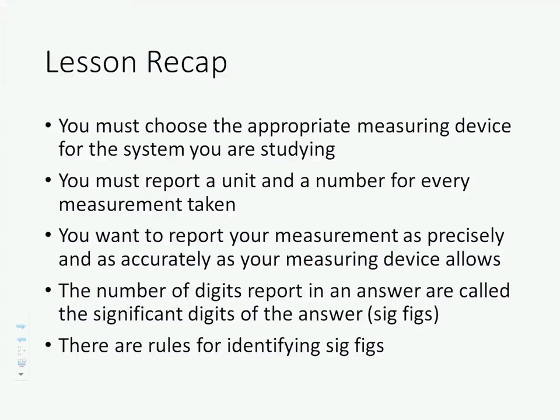You want to report your measurements as precisely and as accurately as your measuring device allows. No point in adding extra decimal points if you cannot add them. And if you left some off, then you need to take care of that and make sure you include all the ones that you should have added as well. The number of digits reported in an answer are called the significant digits of the answer, or SigFigs. Sometimes you'll hear me call it significant figures, sometimes significant digits. It's the same thing, okay? And then additionally, there are rules for identifying SigFigs. So you've got your non-zero integers, which are always significant, your numbers that come from a table, which are exact numbers, those are infinitely significant, and then your zeros, okay? You've got your leading zeros, your captive zeros, and your trailing zeros. And you need to learn to differentiate between all of them and determine which ones are significant and which ones are not.